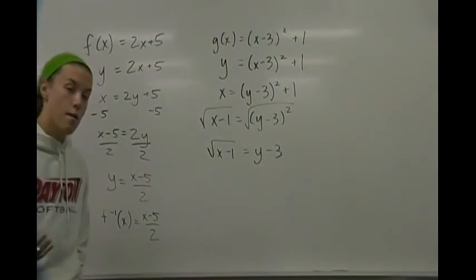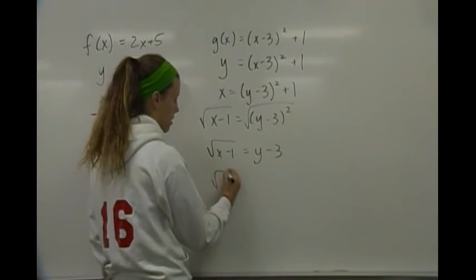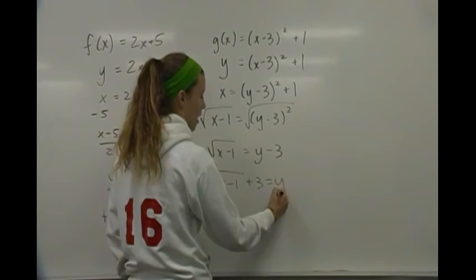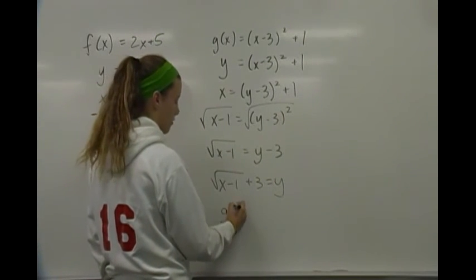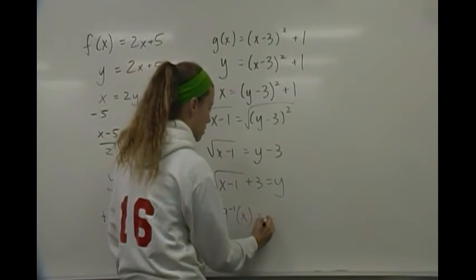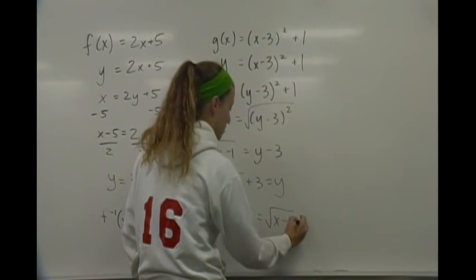And then I need to get that y by itself still, so I'm going to add that 3 over. We get the square root of x minus 1 plus 3 is equal to y. And then final step here is to use that inverse notation. So g inverse of x is equal to the square root of x minus 1 plus 3.